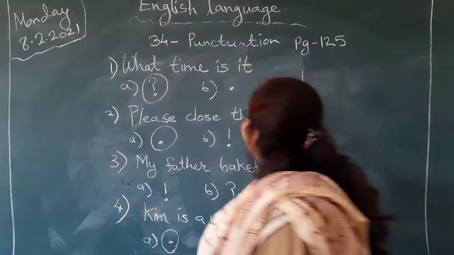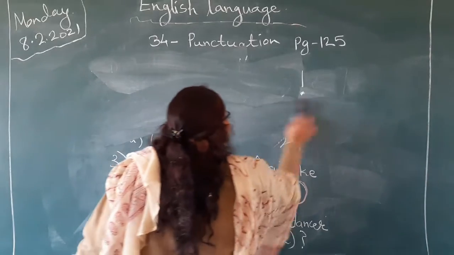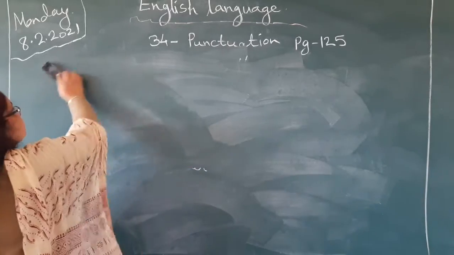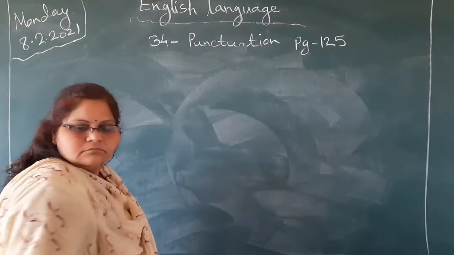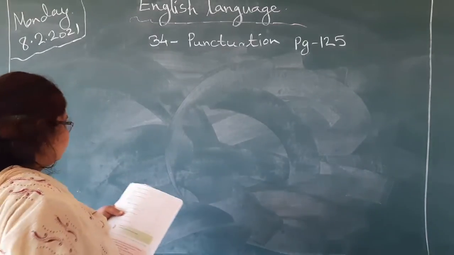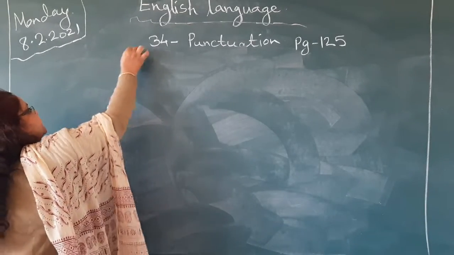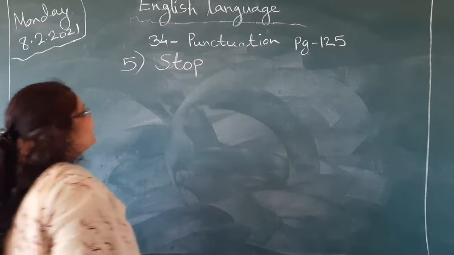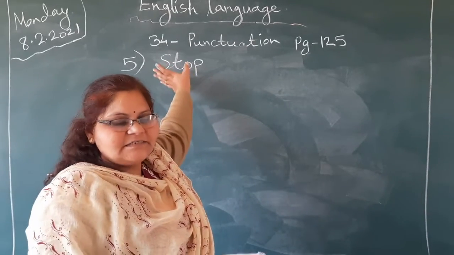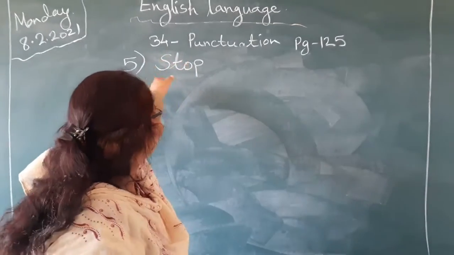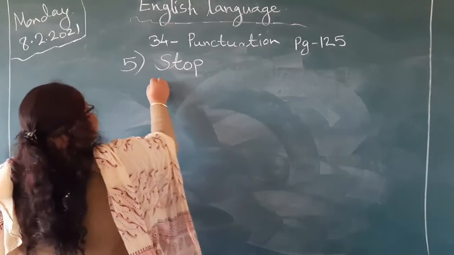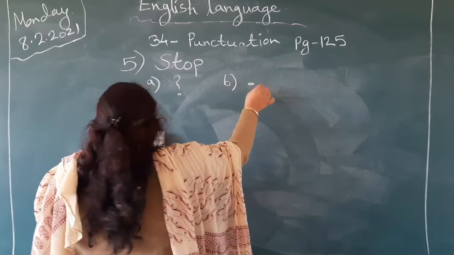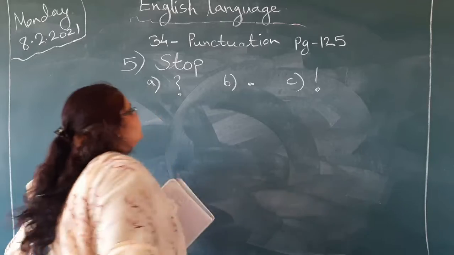So we are going to do number 5. Sentence number 5 is very sweet and short. This can also be a sentence: a one-word sentence. See, just one word is there. The options are given: A is question mark, B is full stop, C is exclamation sign.